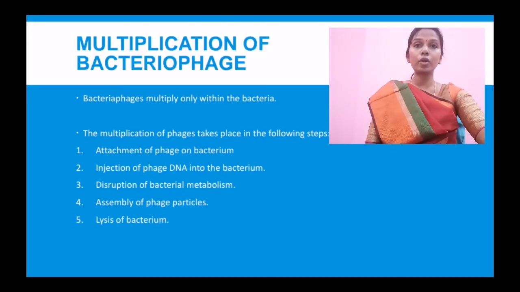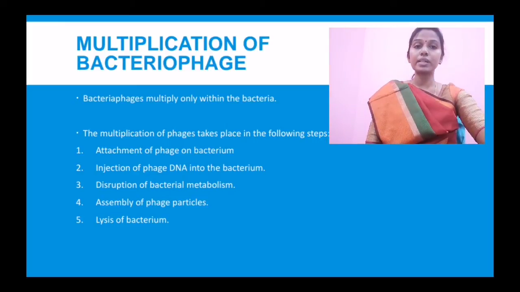Let's move on to the multiplication of the bacteriophage. Bacteriophages are capable of multiplication only within the bacterial cell. They remain inactive outside the bacterium. For example, T4 bacteriophage infects and multiplies only inside the bacteria called E. coli. The multiplication of the phages takes place in 5 steps.